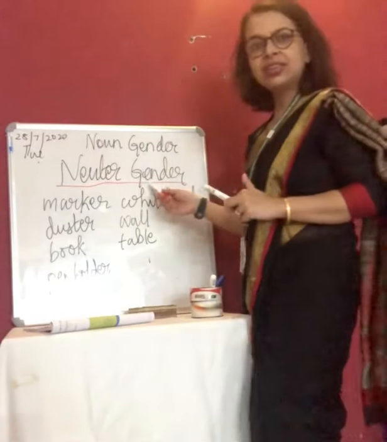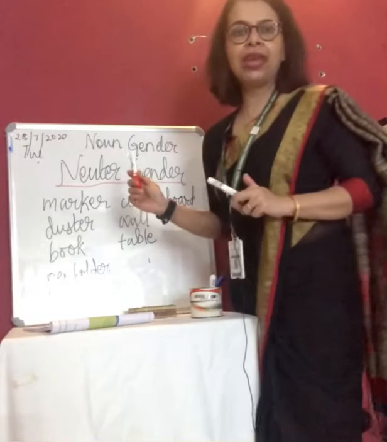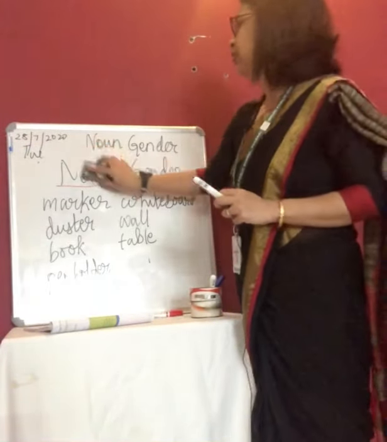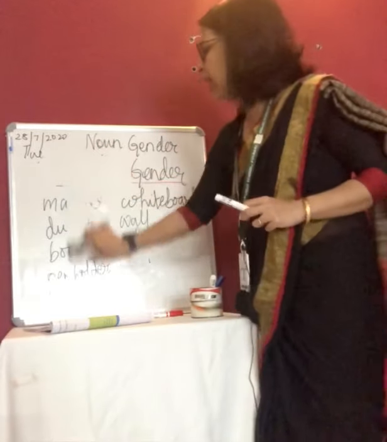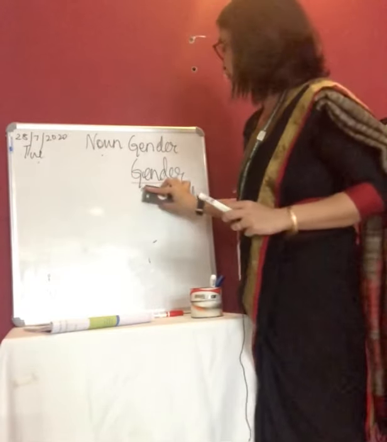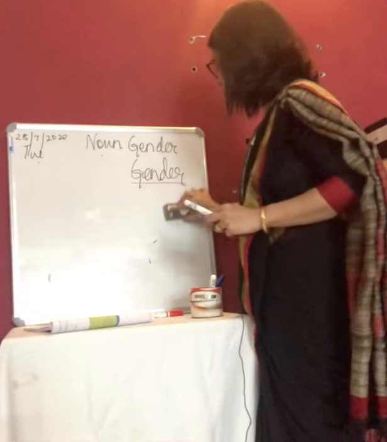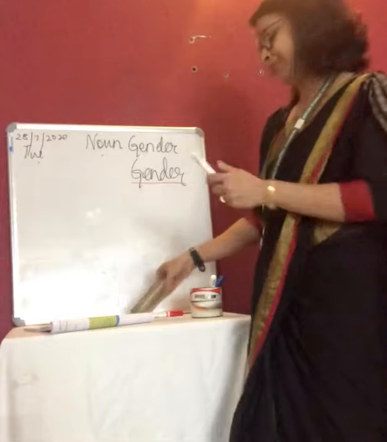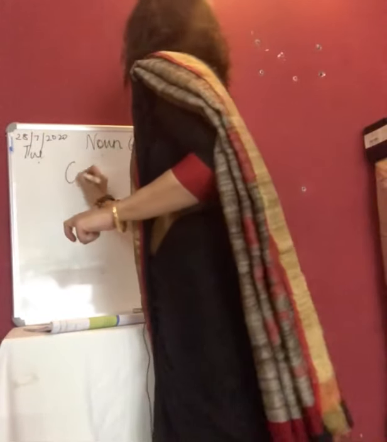Now, is it clear, children? Is it clear? Now, the last gender of the noun is common, as the word common means, which is similar, for which is same. So, common.